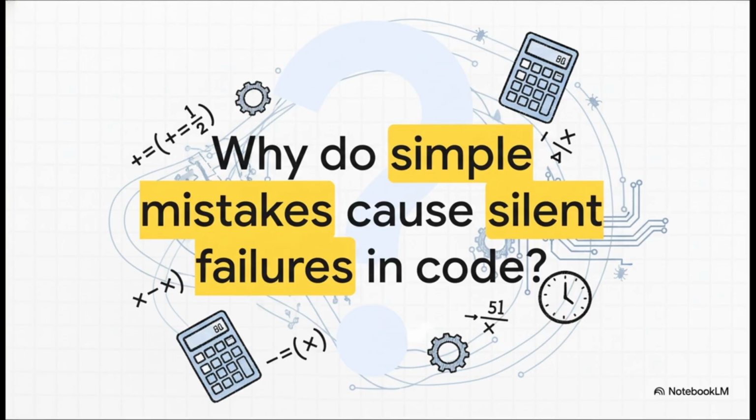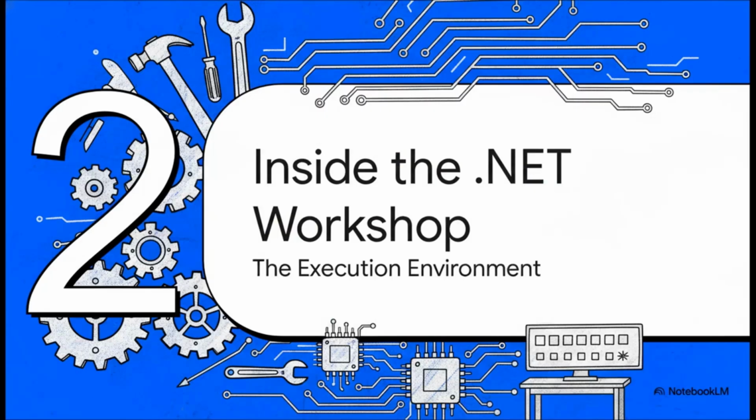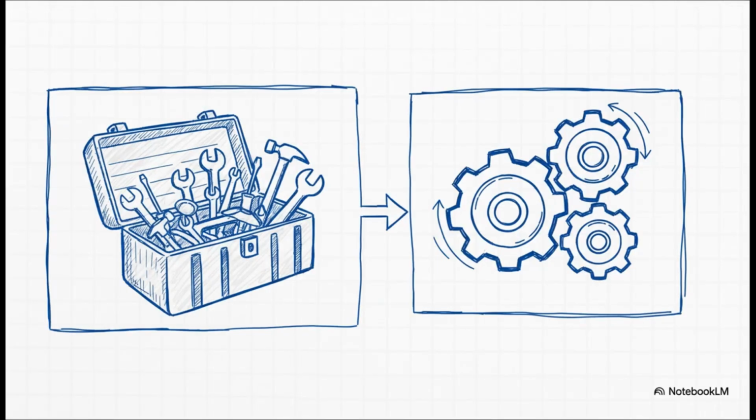Well, the answer is hiding in plain sight. To solve this mystery, we have to look past the code we write and into the environment where it actually runs. The best way to picture it is to think of the entire .NET framework as a big digital workshop. Now, inside this workshop, you've really got 2 main things. First, there's the class library.